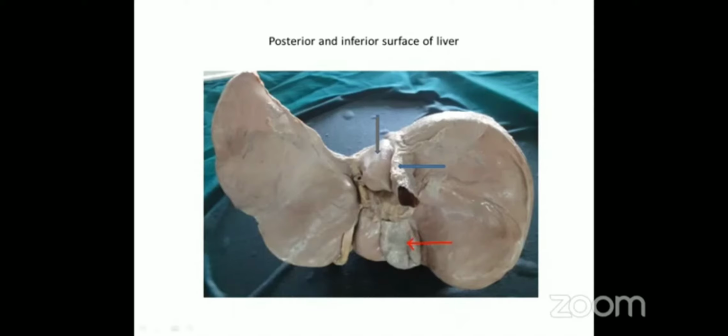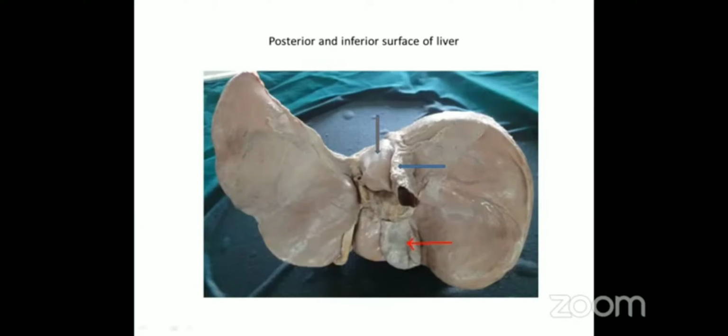These are the fissures for ligamentum venosum and ligamentum teres hepatis. This area is the caudate lobe, and this is the quadrate lobe of the liver. So this will be visible in the posterior and inferior surface. This area is important because this inferior surface is in contact with different viscera or organs. So this is also called the visceral surface. So how are these viscera related here?